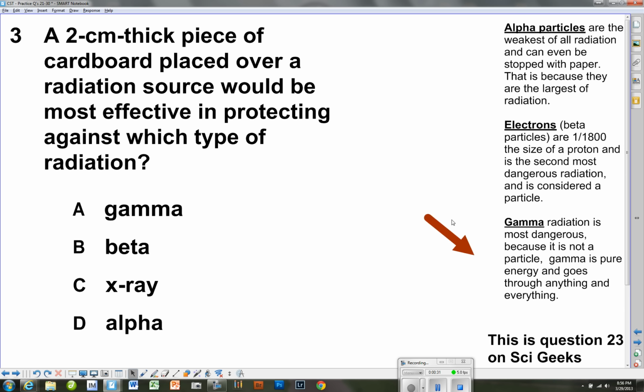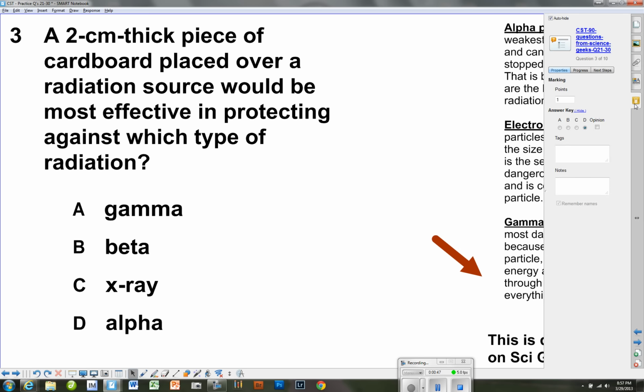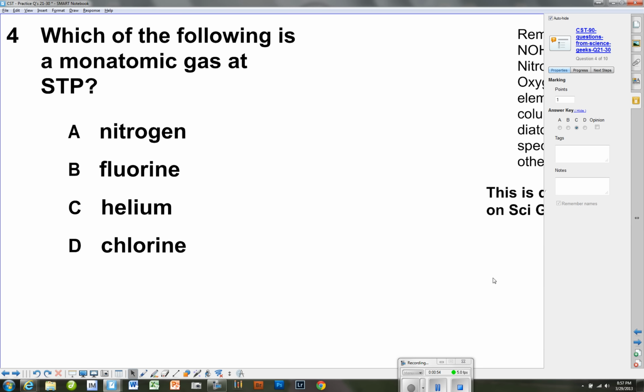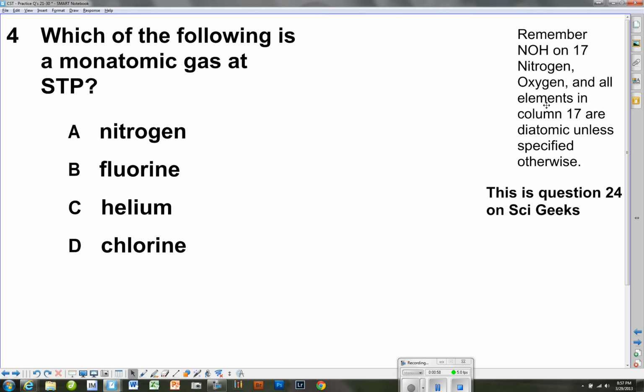Okay, so here you can see there's lots of things that you need to know for being ready for the CST. You need to know what an alpha particle is, you need to know what electrons are, and gamma radiation. So that's all described for you here, and the answer to this one is letter D, alpha particle. And let's move on. Question number 4, your answer is C, and your reasons, of course, are over here.